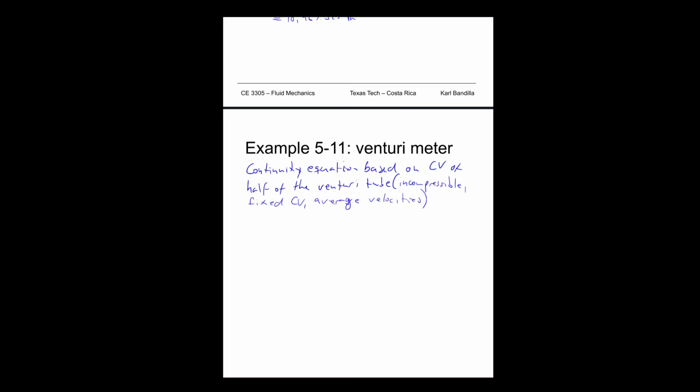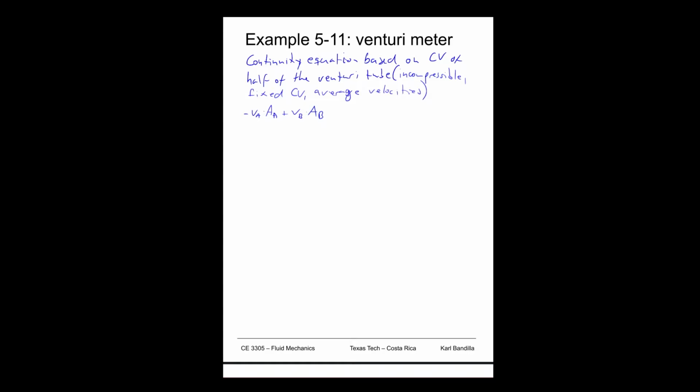So that means we get minus VA times AA plus VB times AB. Is that in the middle, B or C? Let's make sure. No, it's B. Is equal to zero. That means if I solve this all, for instance, for VB, of course, it's going to be the faster or the higher of the two velocities, right? If I solve this, I get AA divided by AB times VA.